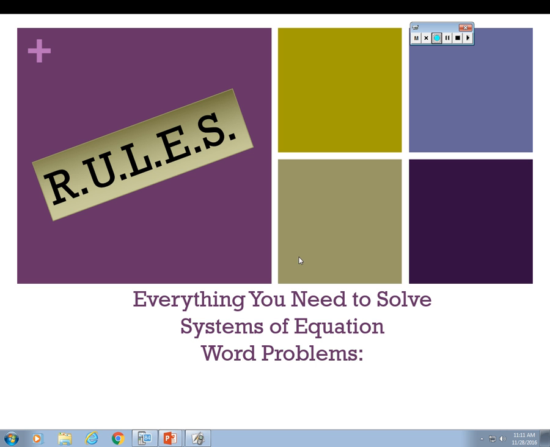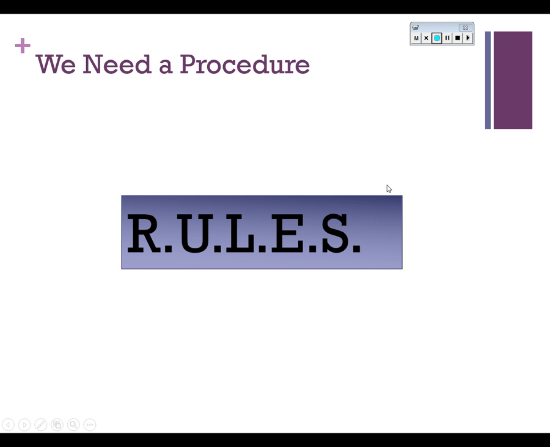Today we're going to continue elimination, but before we can actually do it, we have to set up the two equations because everything is going to be given to us as a word problem. Okay, so we're going to use a procedure, and that procedure is known as RULES. Now, as you can see, you have a dot after each letter, so it's an acronym. Each letter of the word RULES represents a separate word.